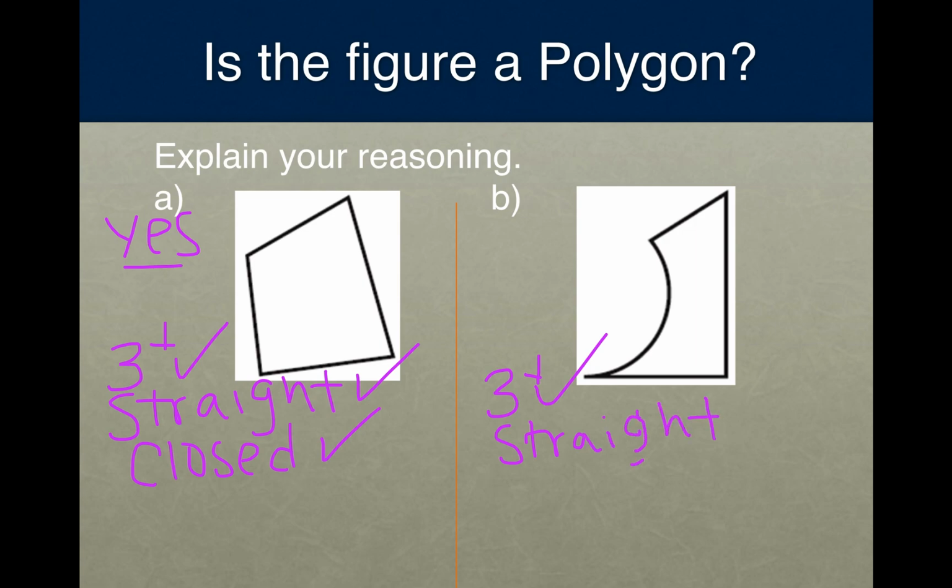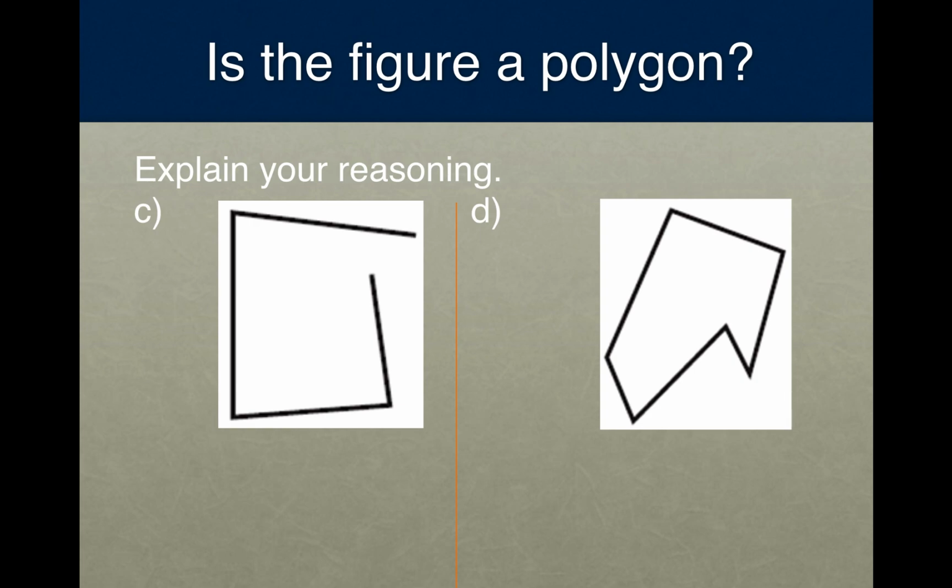Let's see, well, if we look at this line right here, it's not straight, it's curved. So we'd say no, because they're curved lines. That is not a polygon. I want you to pause the video and try polygon C and polygon D on your own.